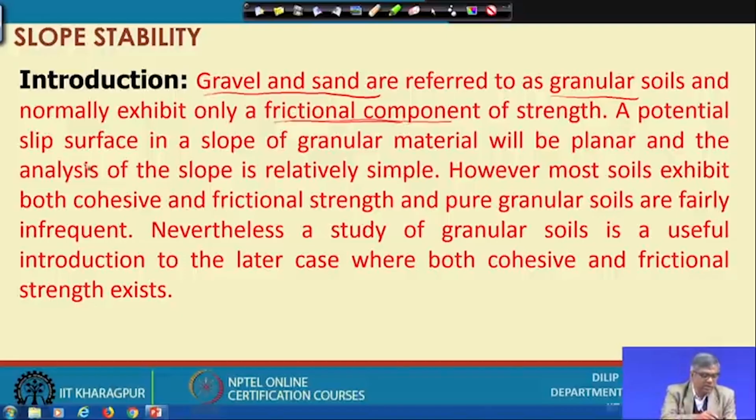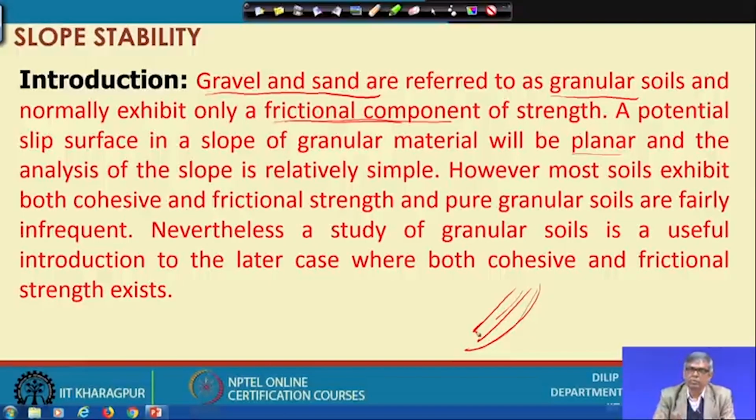And potential slip surface: if you make a slope with sand, that is granular material, then the slip surface will be planar. That means it will not be curved. So, if there is a slope, that slope may fail like this, or it may fail like this. This is planar and this is curved. So, granular soil failure plane will generally be planar, and the analysis is relatively simple.